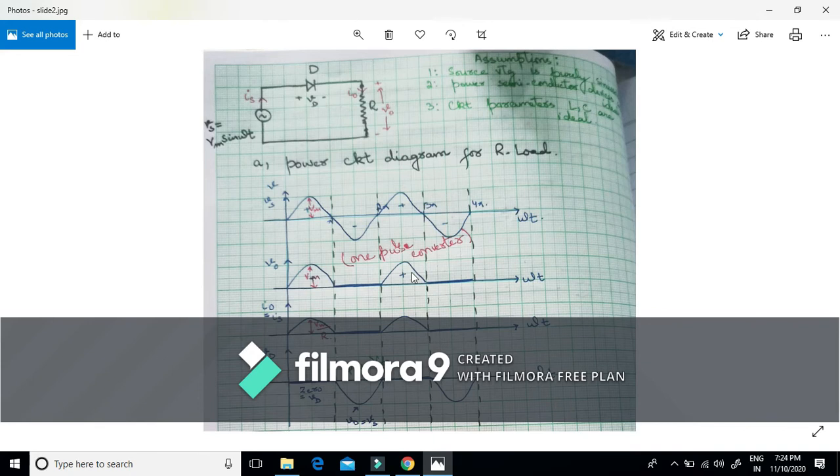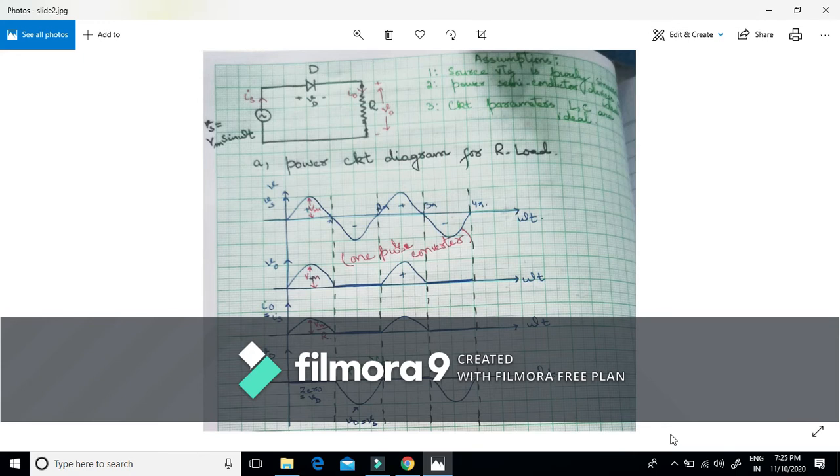Also, if this output voltage is connected to a DC motor, its operational characteristics will be different from if a battery of the average output voltage Vm by pi is connected to it. This is because here we do not have any negative cycle. This means that there will be no torque, because during the negative cycle current will be 0. That means there will be no torque, or we can say we obtain low speed during this period.